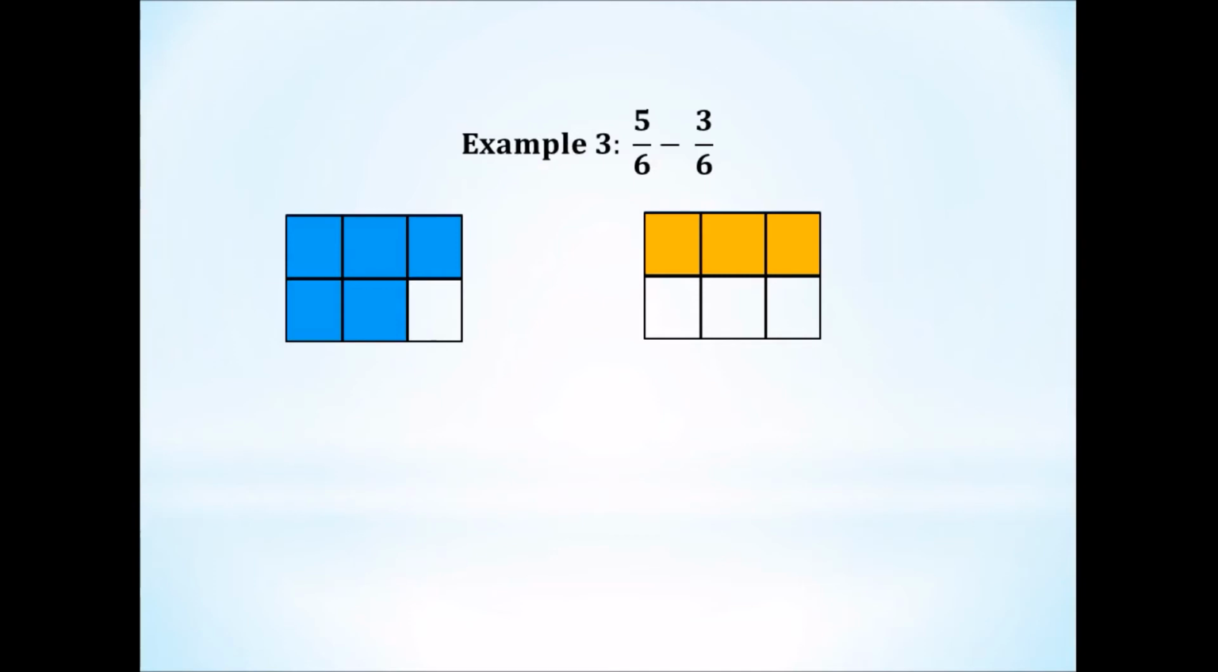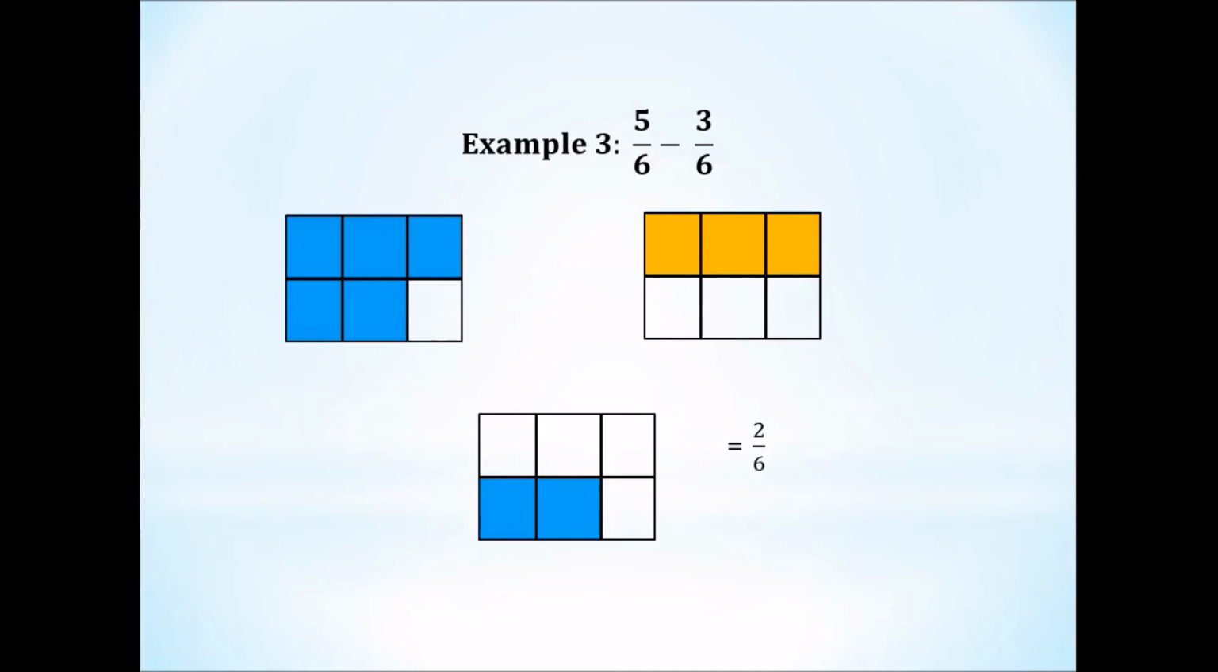Okay, now we're taking away, or subtracting, 3 out of 6 from 5 out of 6. So that's going to look different. So we still have those 6 parts right there. I'm going to go ahead and lay my 5 right there. And the 3, the yellow right there, is going to be taking away the blue part of it. So then your final answer comes out to 2 out of 6.